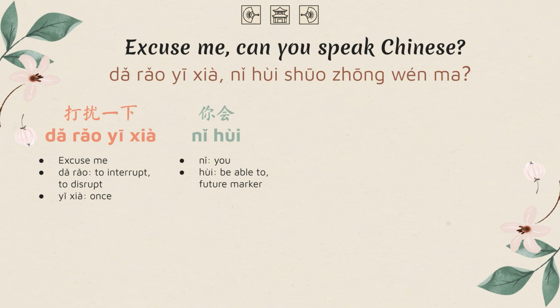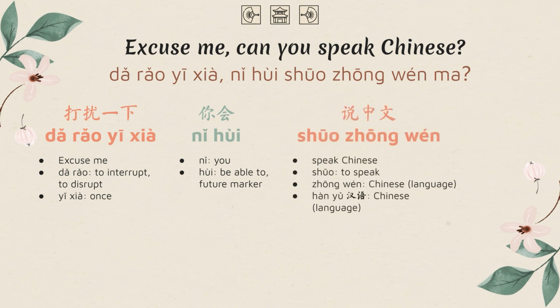你会. 你 means you. 会 means to be capable of, to be able to, and you can also use 会 as a future marker. Here it means be able to. 你会 means you are able to, you are capable of. 说中文. 说 means to speak. 说中文 means to speak the Chinese language.